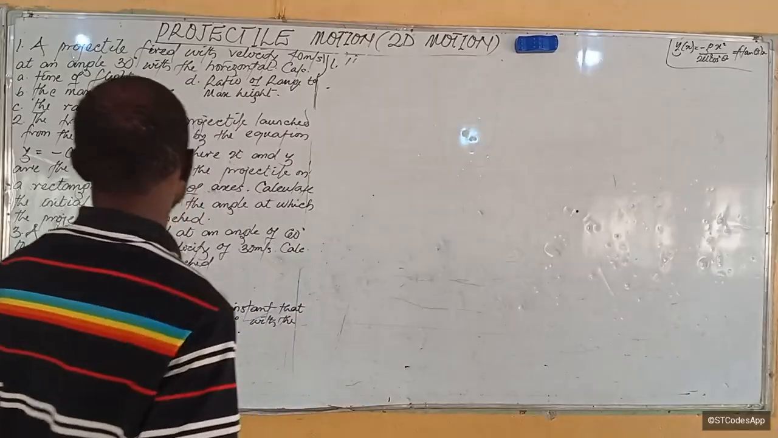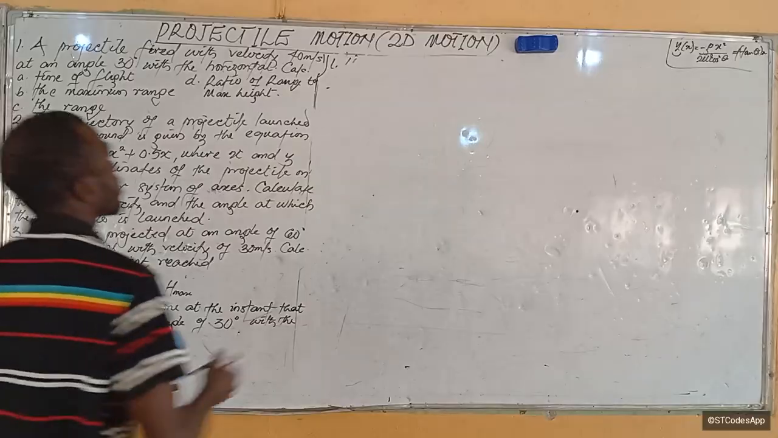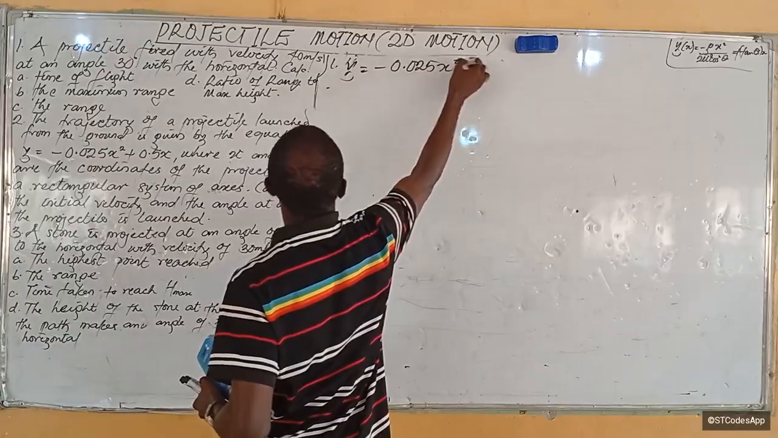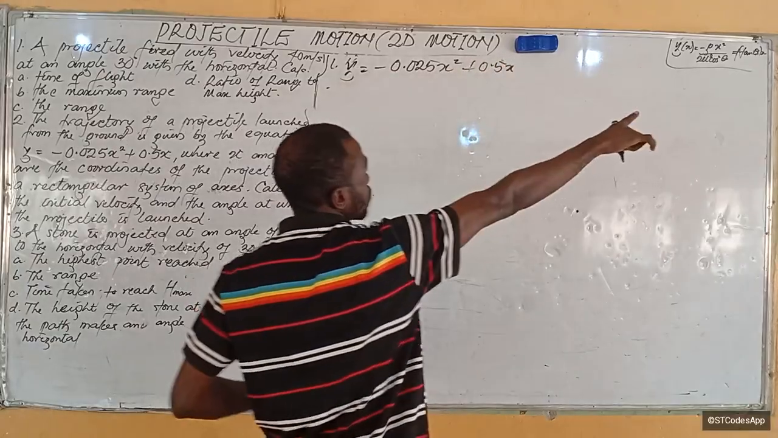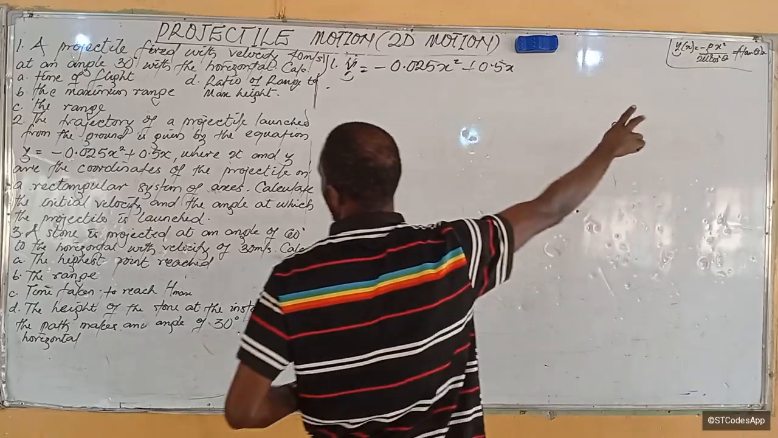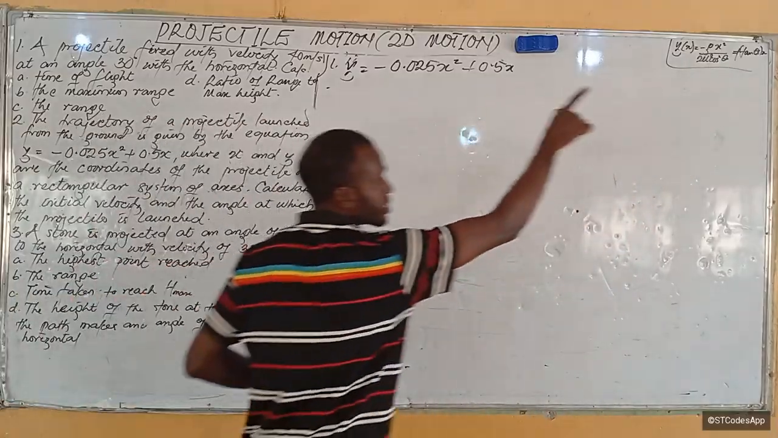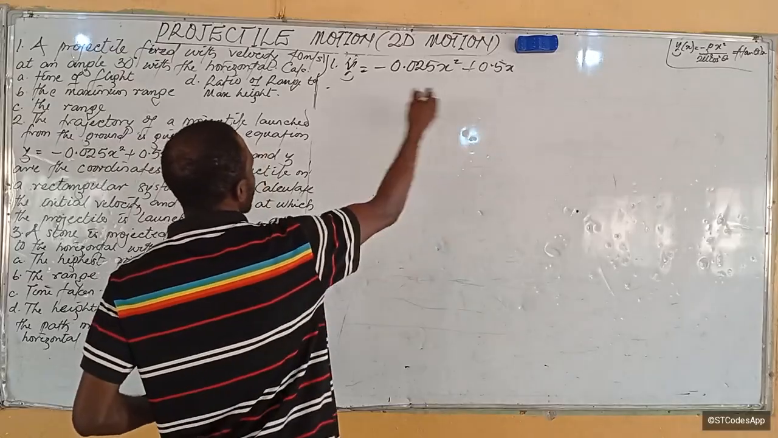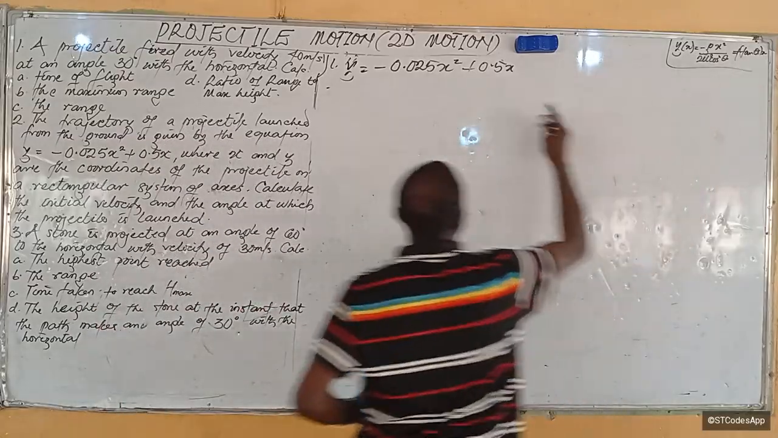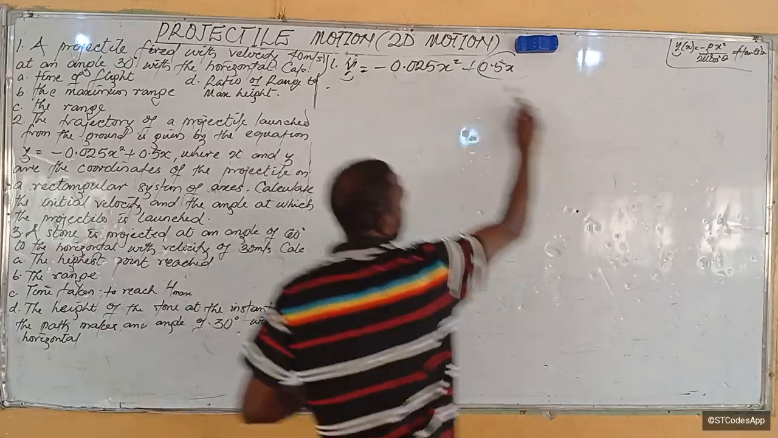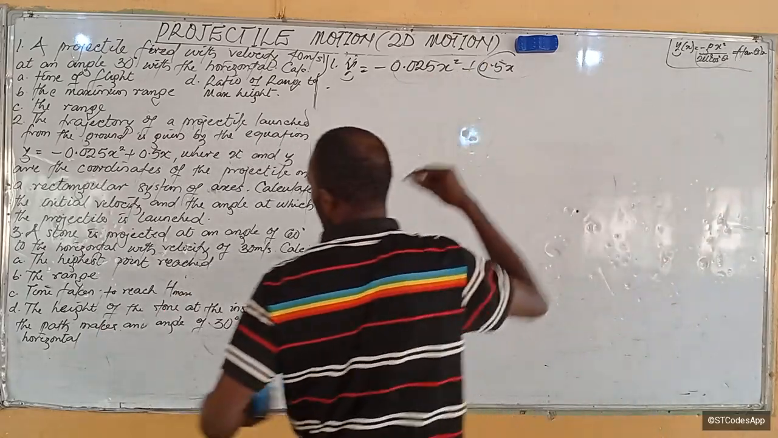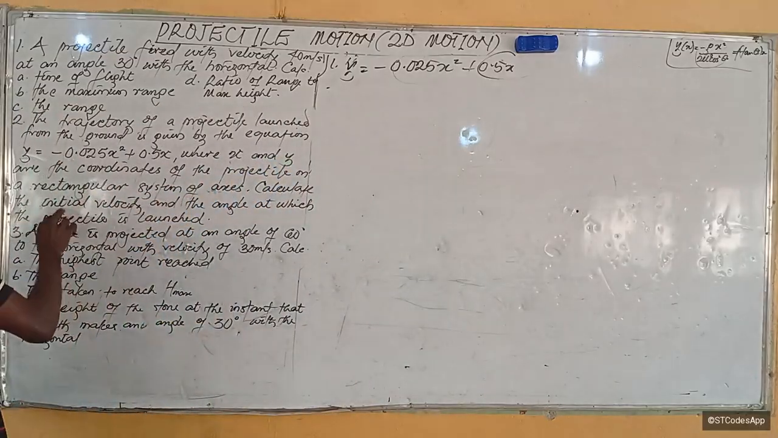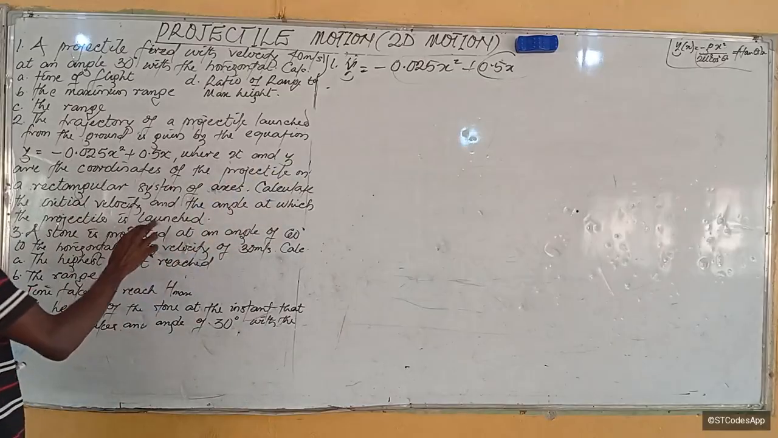So this one, the trajectory of a projectile launched from the ground, is given by this equation: y equals minus 0.025x squared plus 0.5x. So we'll just compare with that equation. This side is equal to that side. So we have tan theta x equal to this side, because this is the coefficient of this term. Where x and y are coordinates of the projectile on a rectangular system of axes, calculate the initial velocity and the angle at which the projectile is launched.